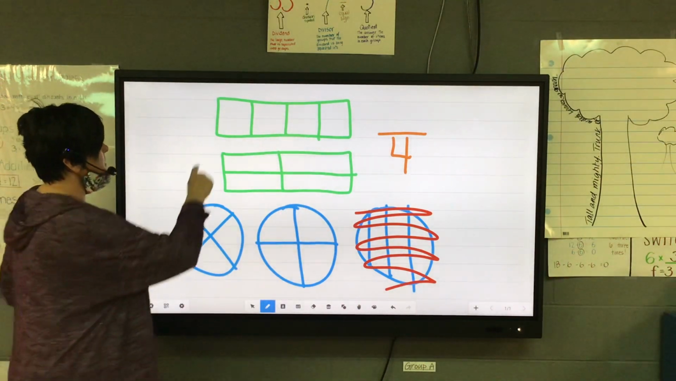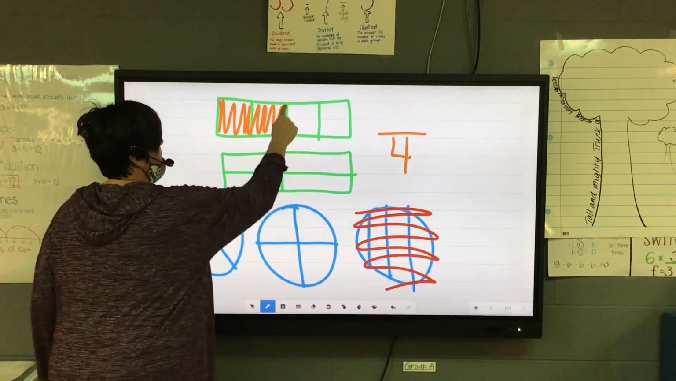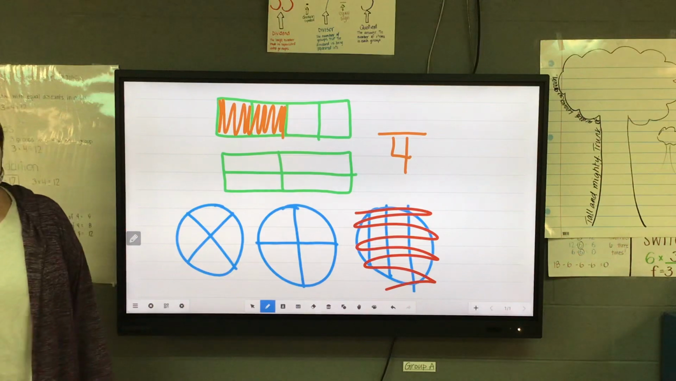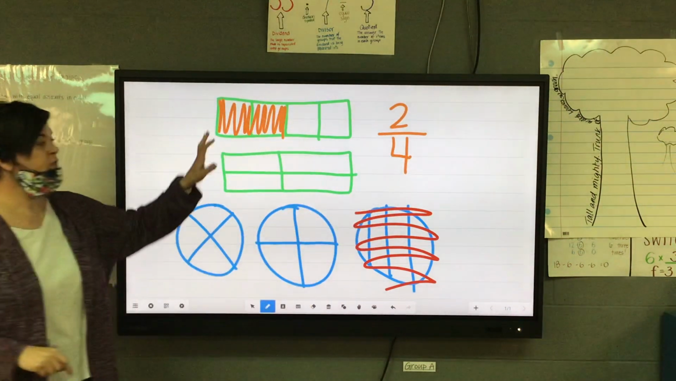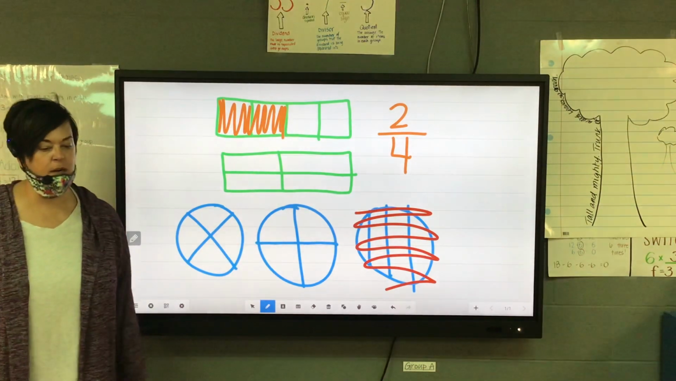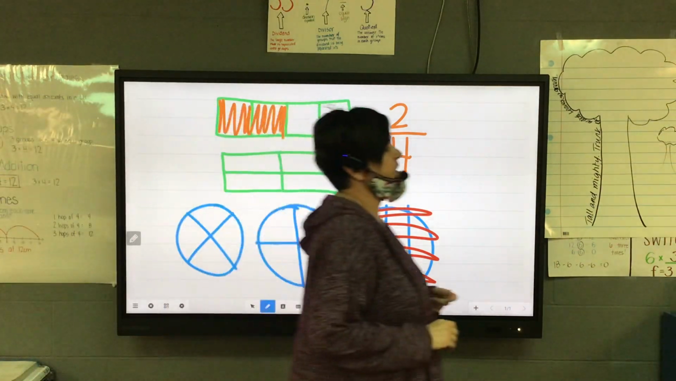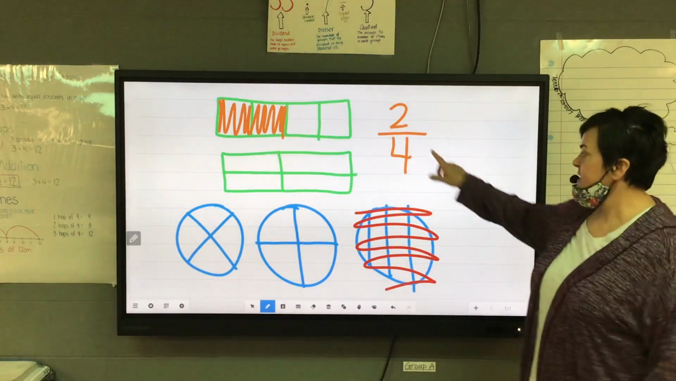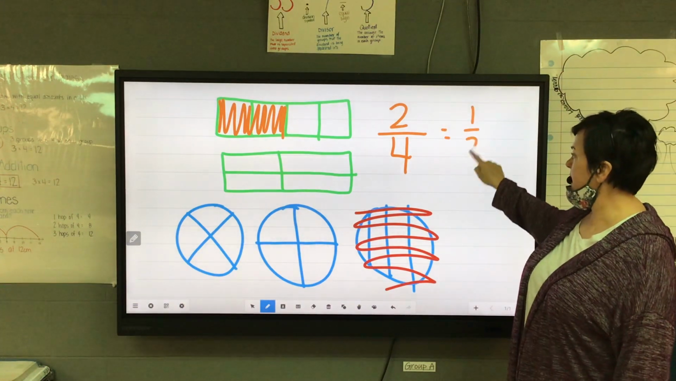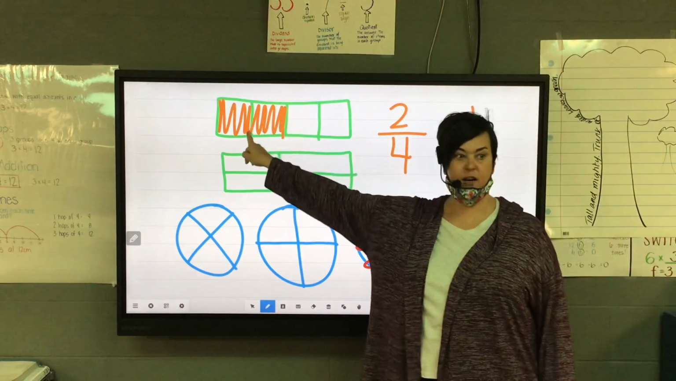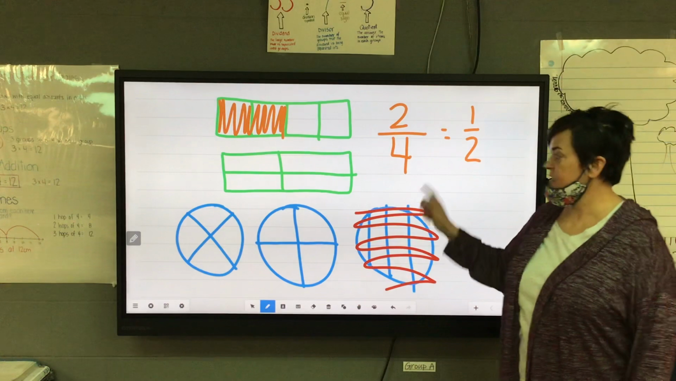How many parts of this candy bar, if you ate half of it, how many parts did you eat? 2. You ate 2. So you ate 2/4 of that candy bar. The cool thing about fractions is this fraction is the same as 1/2. Did we eat half of our candy bar? Yes. So those are the same.